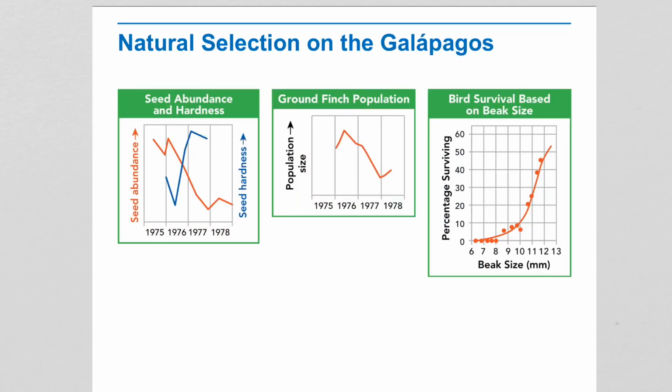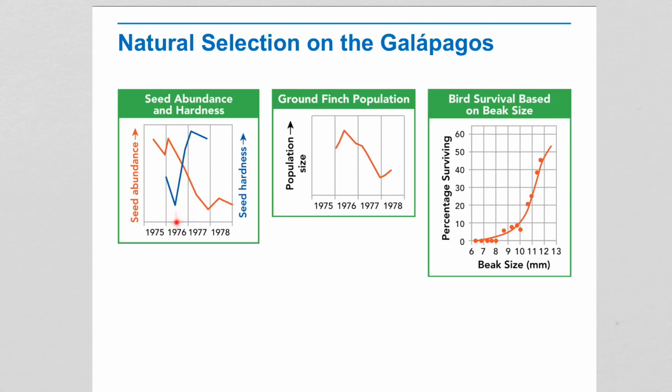One thing that happened, and they did not control this at all, was there was a drought. A drought is when there's no water or not enough water on the island. When that drought occurred, the number of seeds, shown here in the red line, went down a lot during that period. Notice that abundance went down. The other thing they saw is that during the drought, not only did the number of seeds go down, but the seeds that remained were larger, and they tend to be harder too.